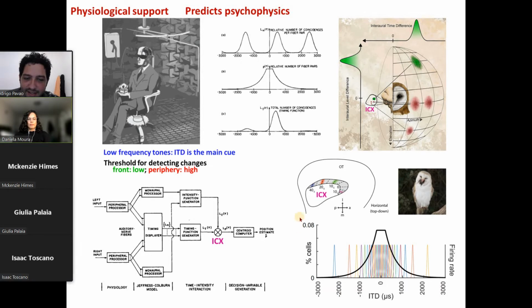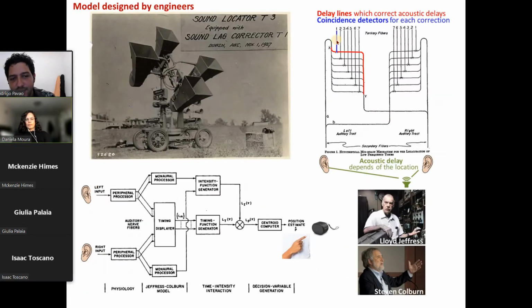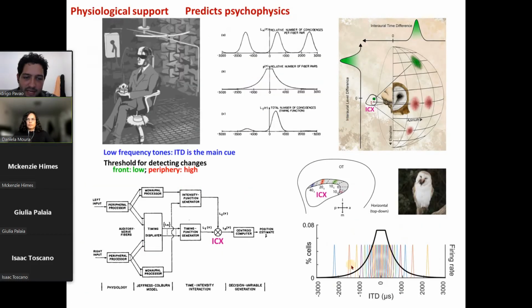The idea of the engineers was to map the whole space, the whole range of angles, putting neurons representing every angle, every azimuth, right? But what they found in the owl is that there are many more neurons tuned to the front positions, right? And that connects with the idea of low thresholds in the psychophysics. So perfect, right? You have everything working together.